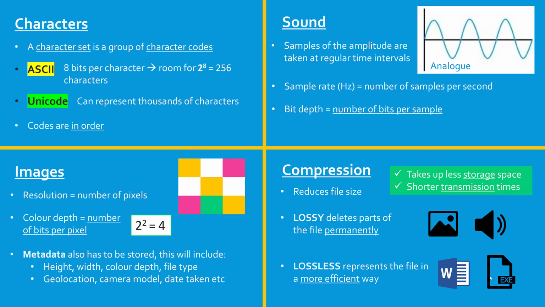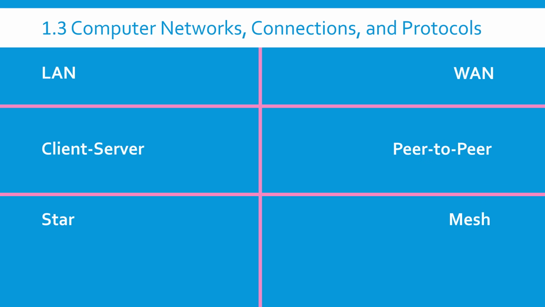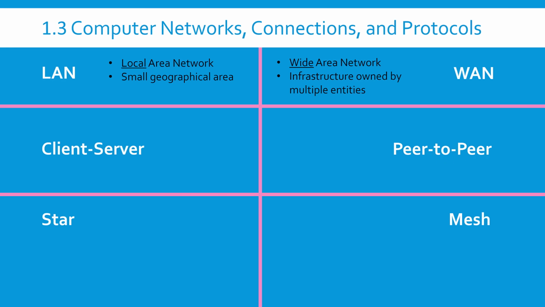All of it is really important. Moving on to some network types. So LANs and WANs. A LAN is a local area network over a small area, usually just a building. And a WAN is a wide area network, which is not only over a bigger area, but crucially a WAN has infrastructure, cabling, hardware, etc., owned by multiple entities.